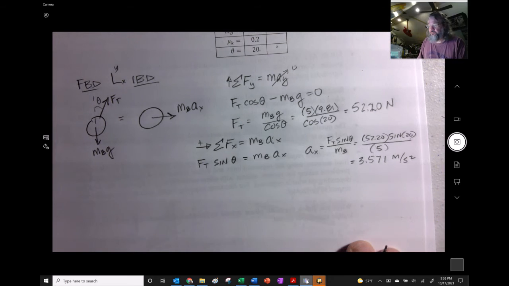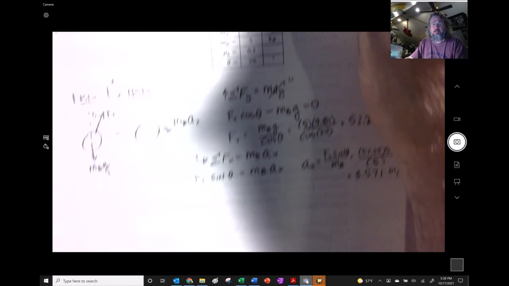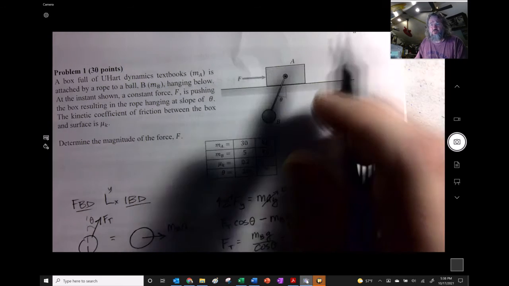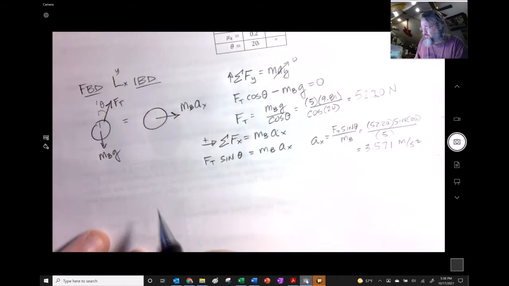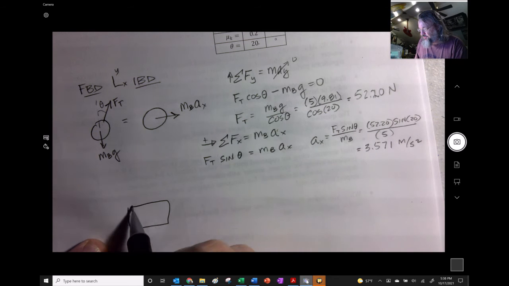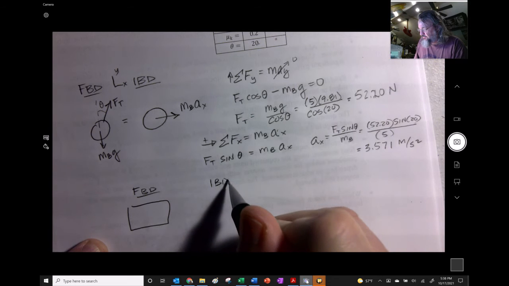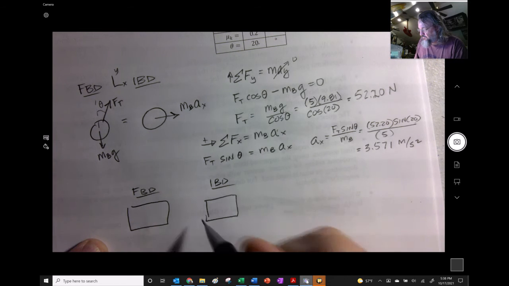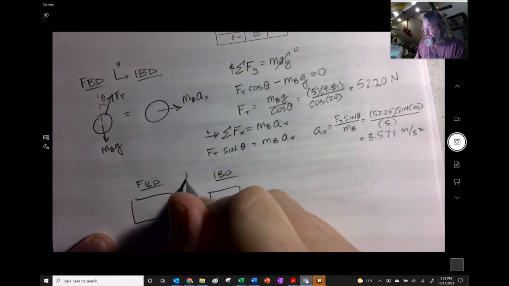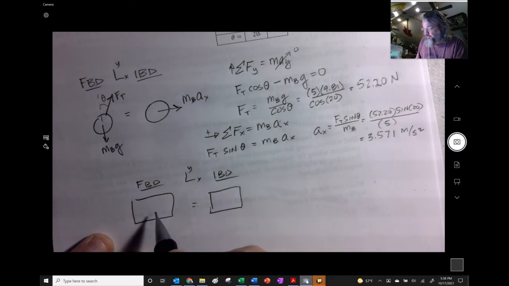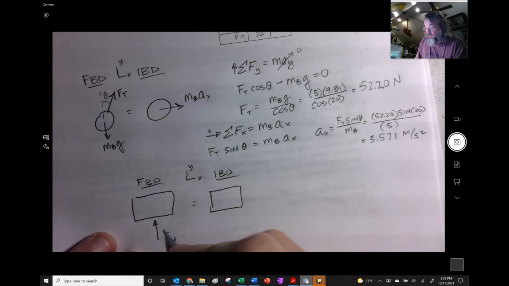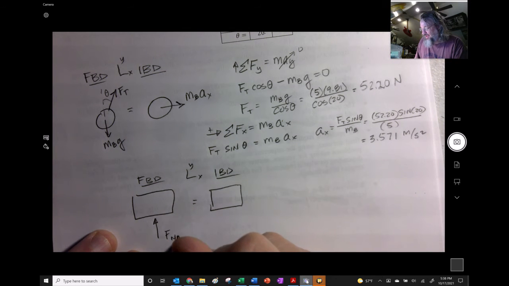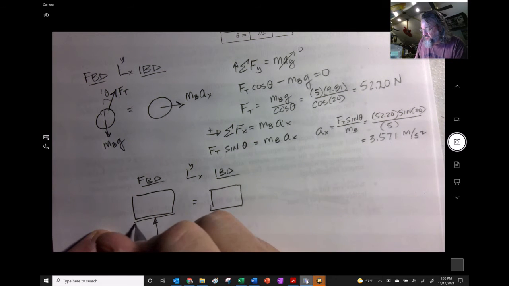And now I want to get this unknown force. So what I'm able to do here is another FBD and IBD pair equal to each other. Here's x and y. We're going to have a normal force, Fn, and I could call it Fna if I want to. I'm going to have a friction force, Fa.